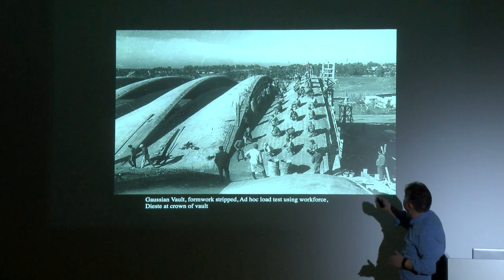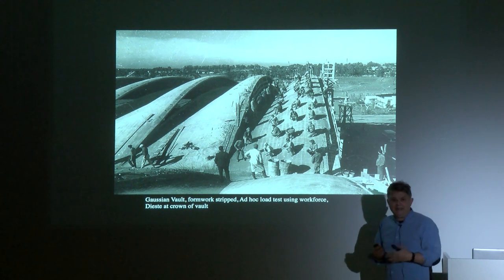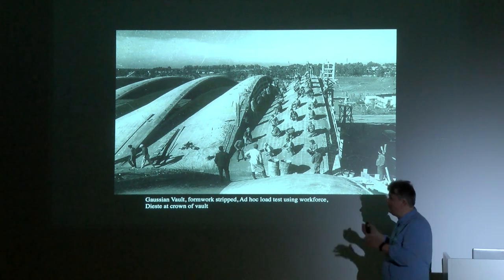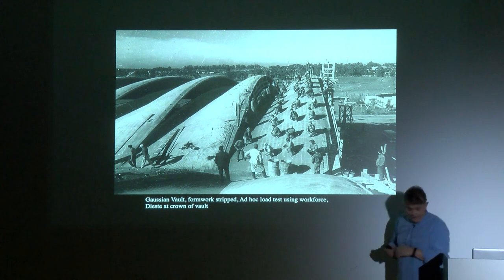And Dieste is actually standing right at the crown there. So through the process of building, he's actually really learning and understanding what his structures do. And the movement of these things was really quite small.